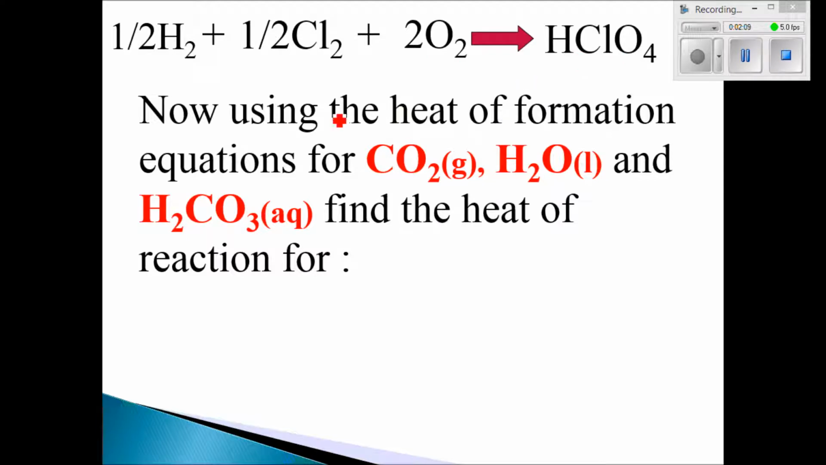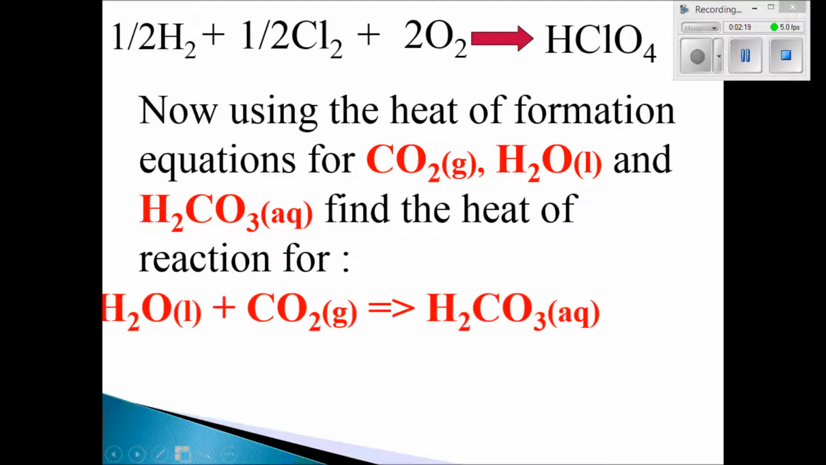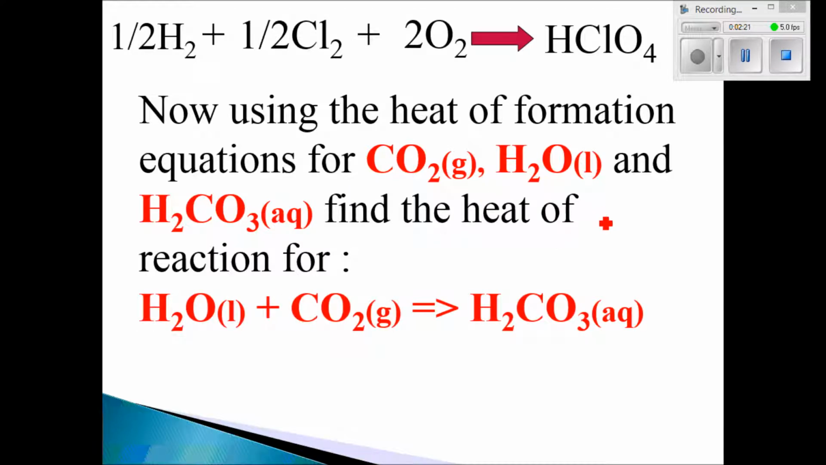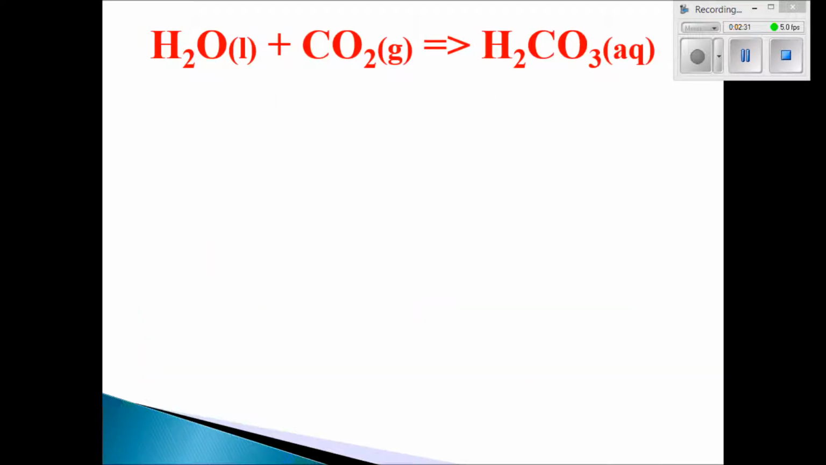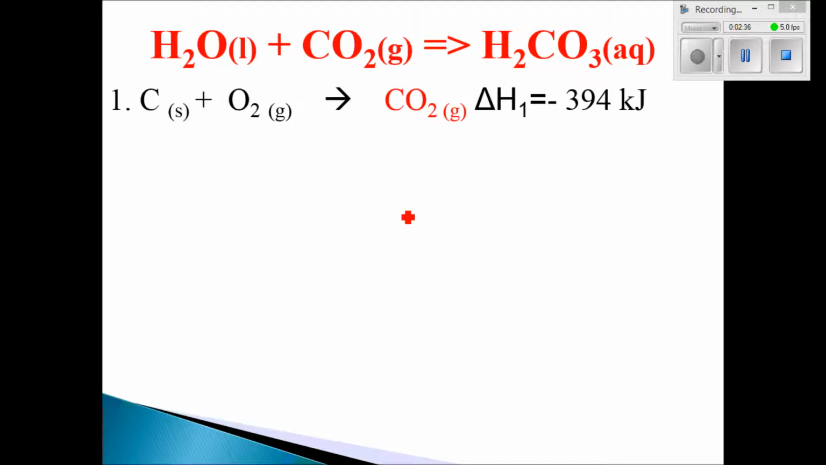HClO4. Now, we can actually use these heats of formation to find an equation involving CO2, H2O, and H2CO3. For example, if I wanted you to find the enthalpy for this reaction, what could we do? Well, if you look in your textbook on page 799 to 800, there's a whole bunch of values that you're given. This is our equation that we want to find the enthalpy for. And there's an enthalpy of formation for CO2. This value, negative 394, is found on page 799 to 800.